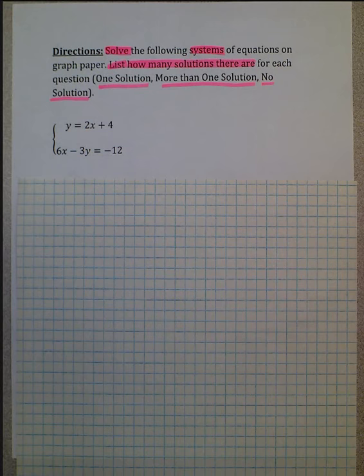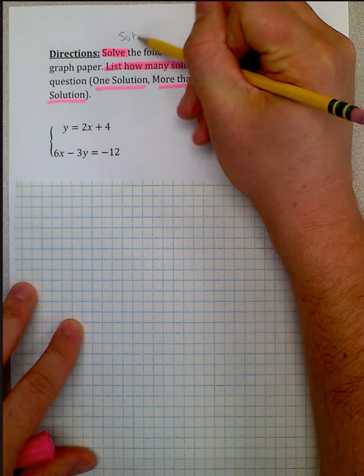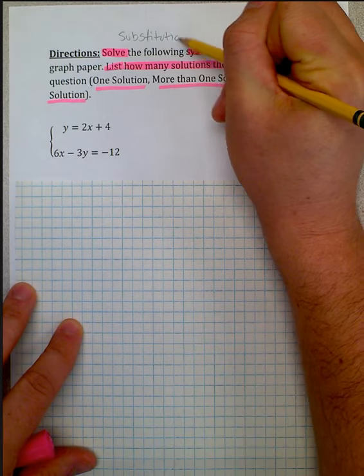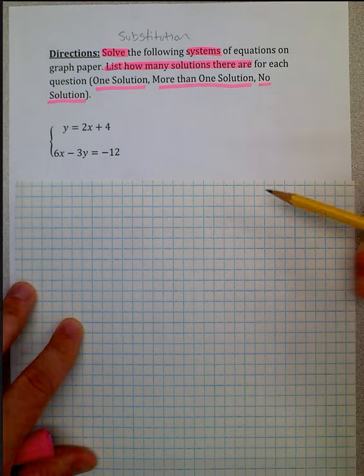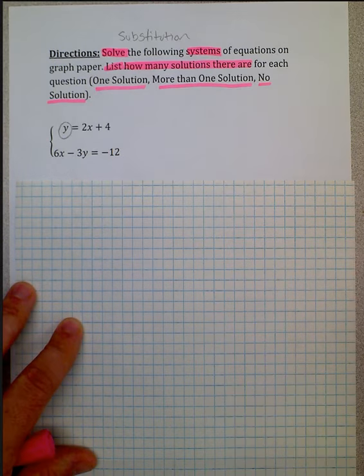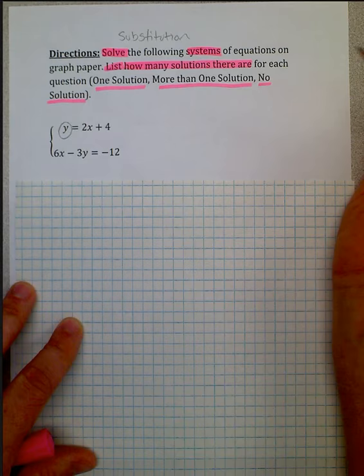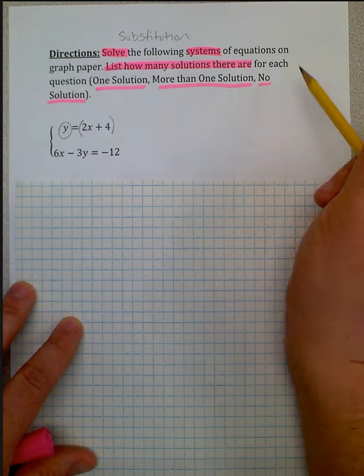So usually when I see a system like this, I always think substitution. So we're going to solve this via the substitution method. Okay? And the substitution method looks for an isolated variable. So right off the bat, I notice I have an isolated variable here, y. And on the other side of the equal sign, I see the expression 2x plus 4. And I know those two things are equivalent.